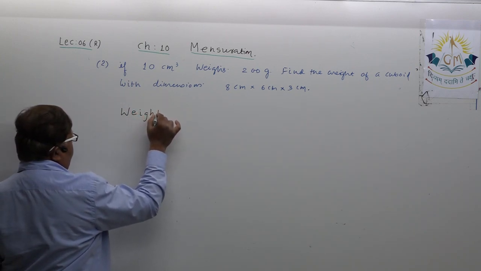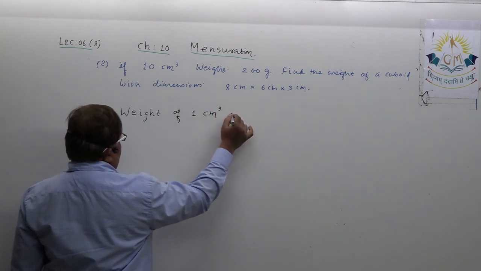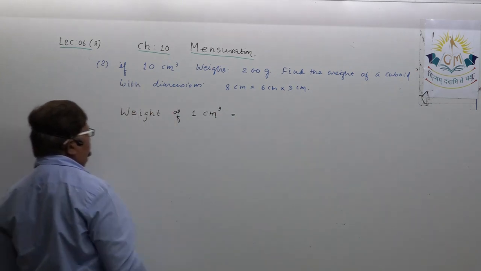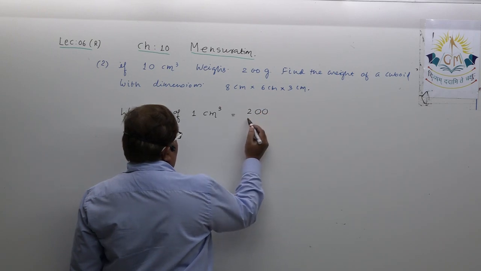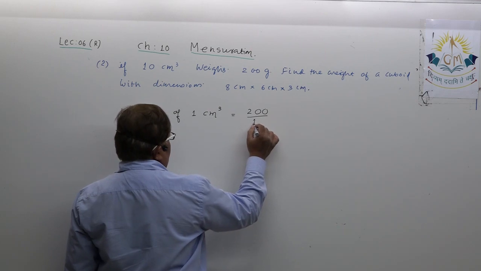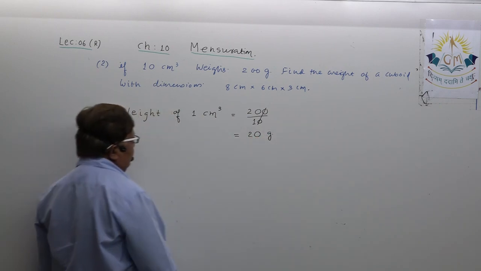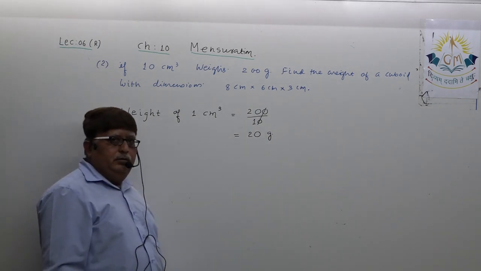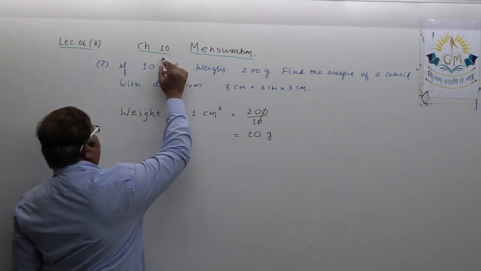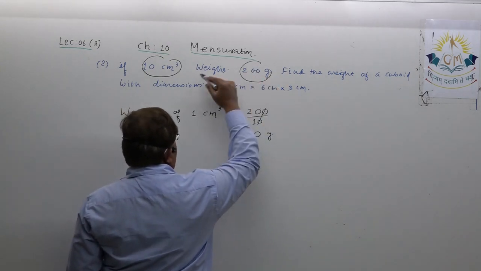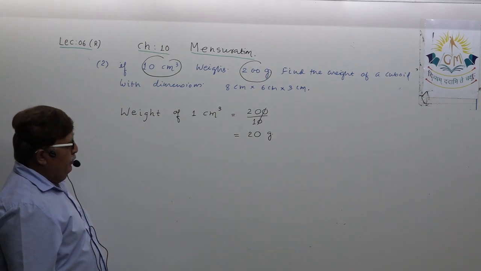So let me write this statement, dear student. Weight of 1 cubic centimeter equals to weight of 10 cubic centimeter has been given. Let us find the weight of 1 cubic centimeter divided by 10. Just cancel. You got 20 gram. This is the only looking variation in this example. Weight of 10 cubic centimeter was given, and from that, just by the division, unitary method, dear students, somewhat the same type, you got the weight of 1 cubic centimeter.